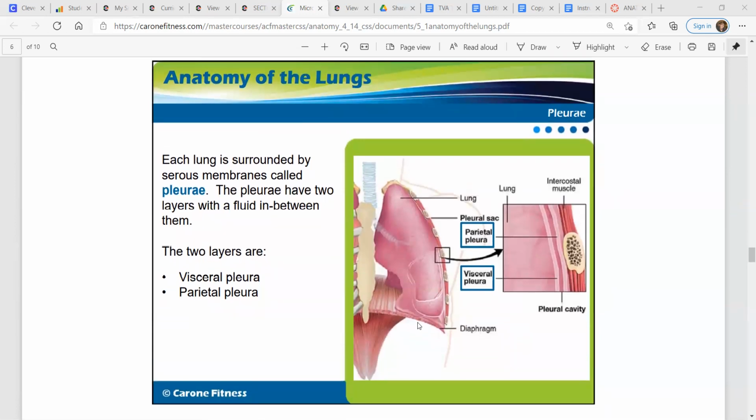Each lung is surrounded by serous membranes called pleurae. It's plural, pleurae. The pleurae have two layers with a fluid in between them. The two layers are visceral pleura and parietal pleura. That is the correct way to say that. Parietal pleura.